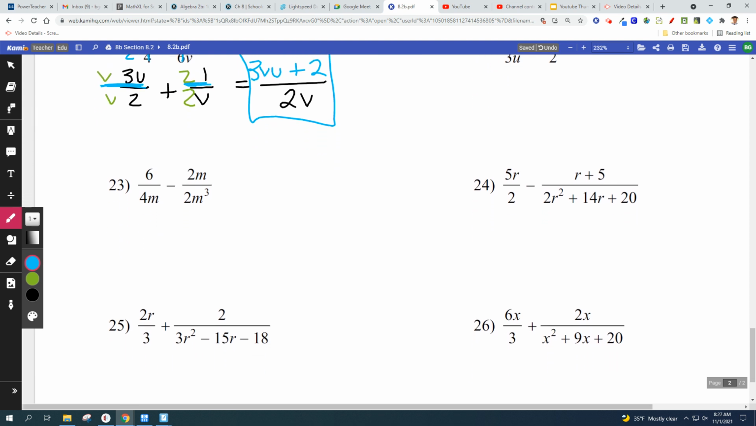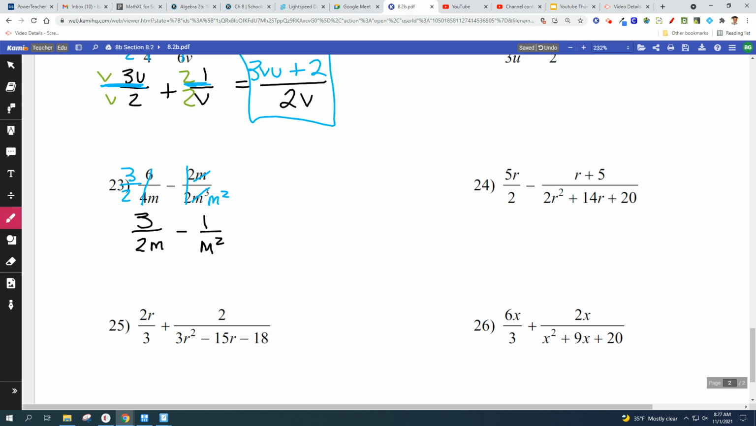Next one, I see a few things that can reduce here. First of all, those 2's knock out. This m can cancel one of these m's, so there'd just be 2 of them left on the bottom. This 6 over 4 reduces to 3 over 2 again. And so let's clean this up. That's 3 over 2m minus, that would be 1 over m squared.